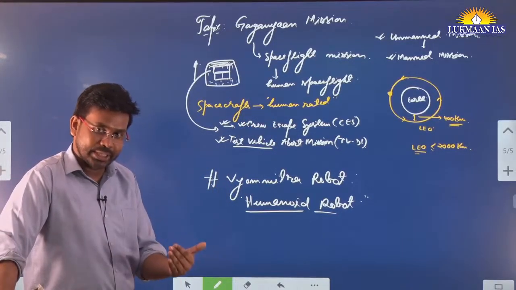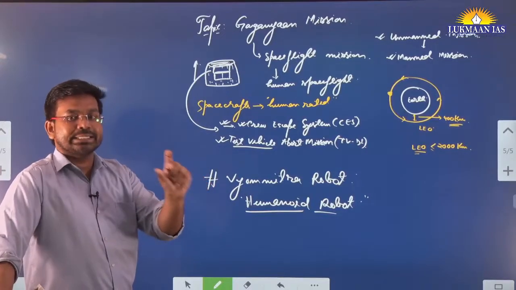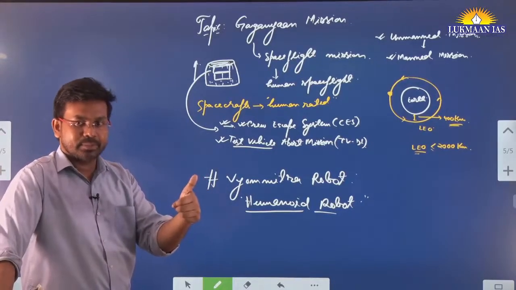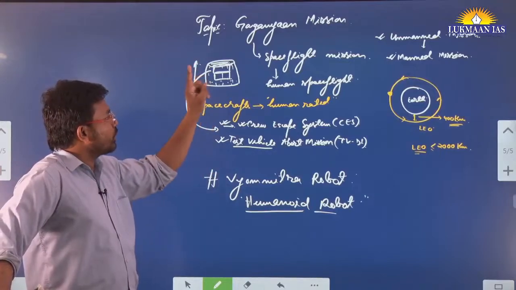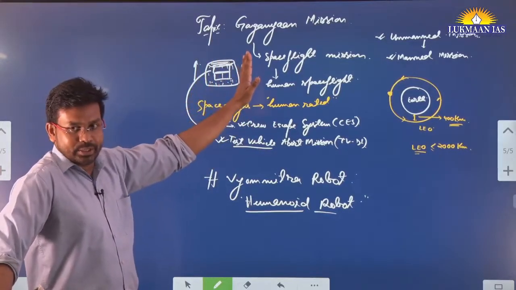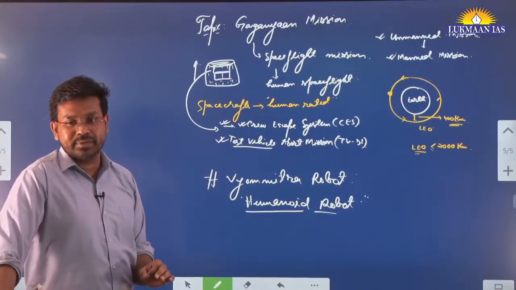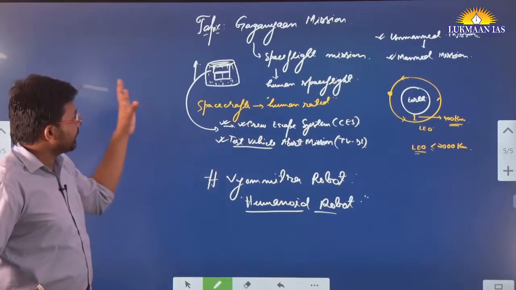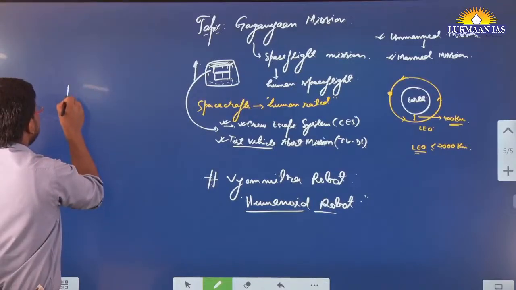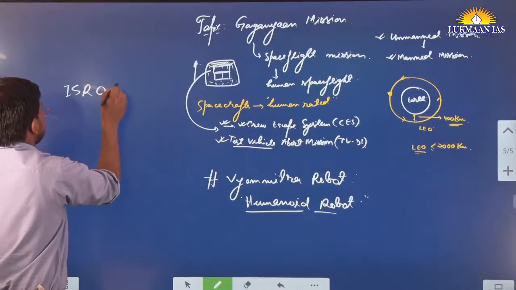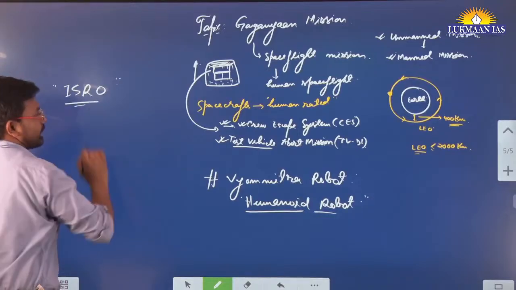So initially they are going to do module-wise testing of each module. Once they become successful, then they are going to launch the actual Gaganyaan mission, which is the human space flight mission. This is the first human space flight mission of ISRO, and this mission is being conducted by the Indian Space Research Organization, ISRO. This is the thing.